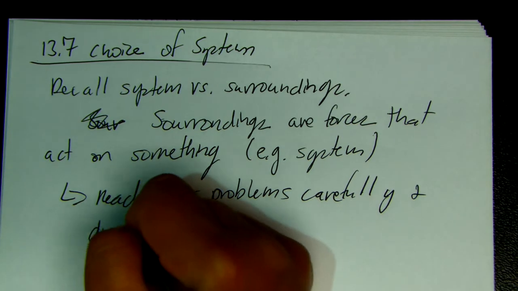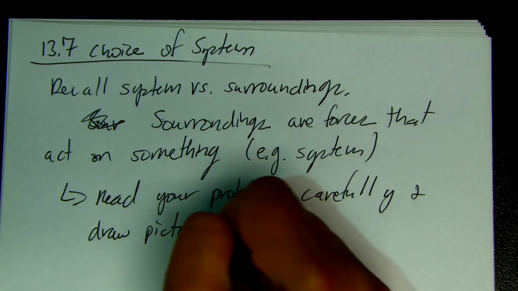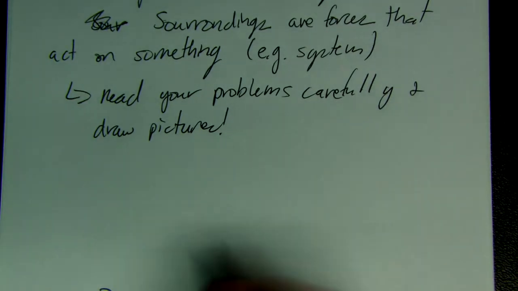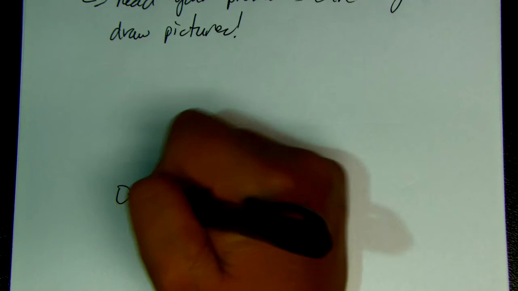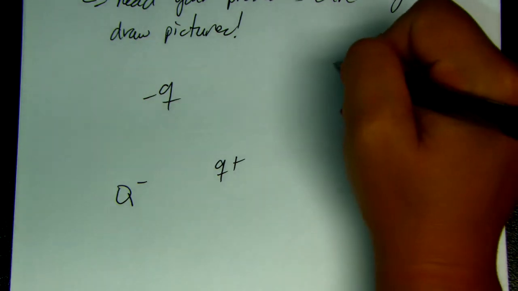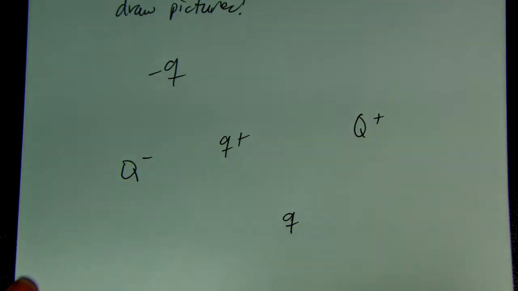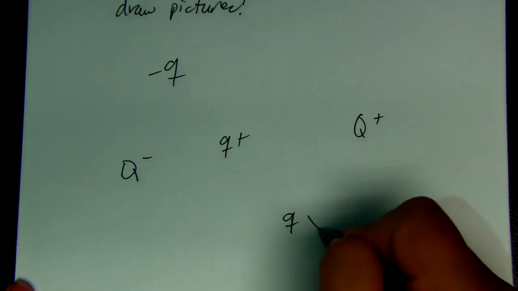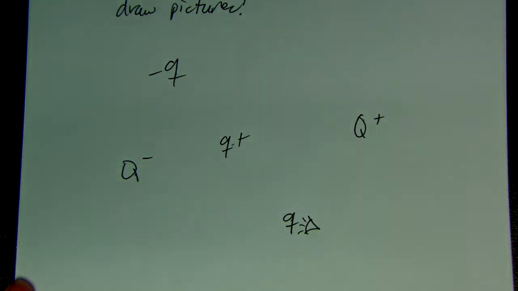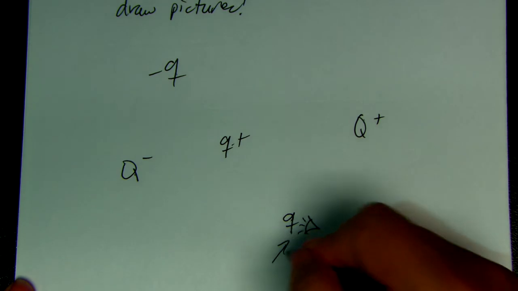And draw pictures. It's very important to draw pictures. So for example, if we had a field, minus Q, Q plus, another Q over here, minus Q there, the Q right here, then we'd have to say, what are we observing from? So are we observing from this particular charge? In that case, all of these charges would be contributing to the field, and we would be looking at the force on that charge, perhaps.